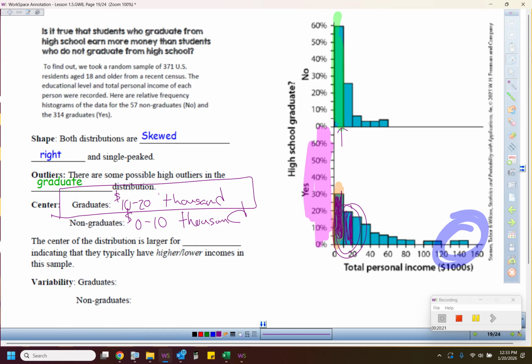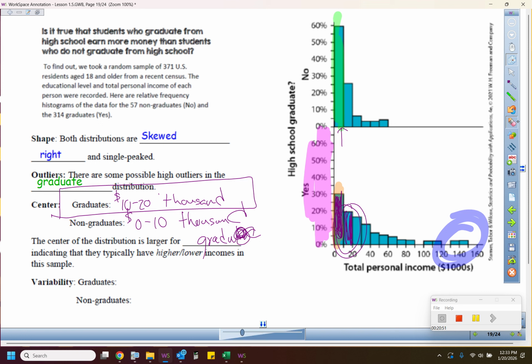It's kind of weird data, though. I still don't know too many jobs these days, when you're out of high school and you've graduated, that are just paying you $10,000 to $20,000. That's minimum wage kind of stuff, you know. So this must be some really old data, right? But it's totally showing that the center of the distribution is larger for the graduates, the grads, meaning they probably are making more money.